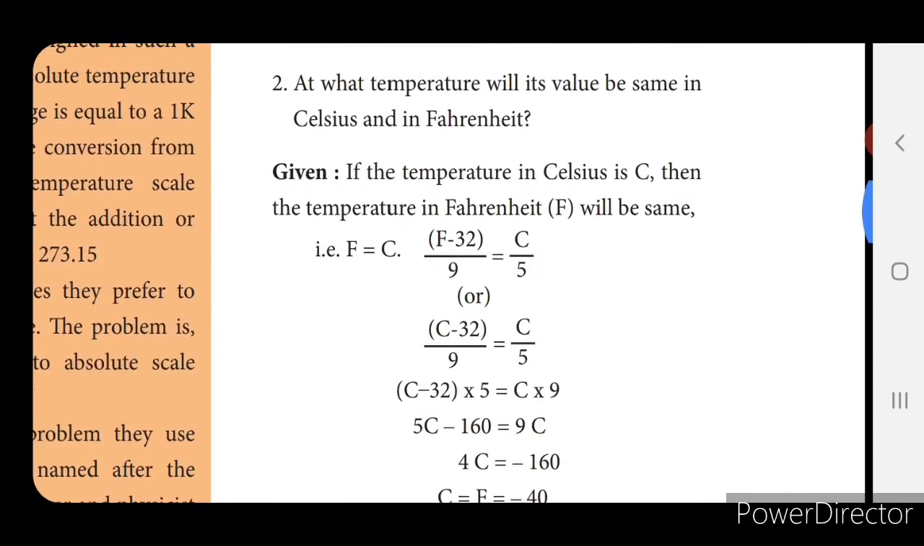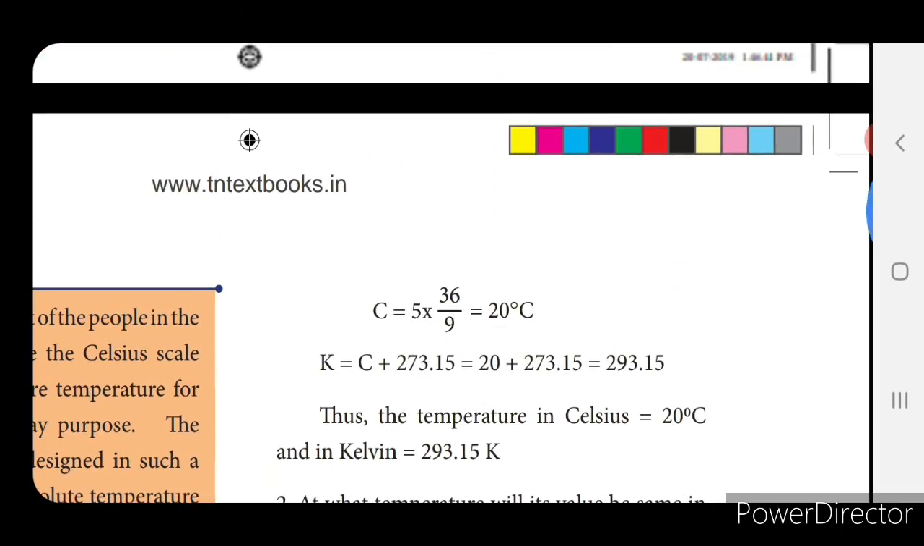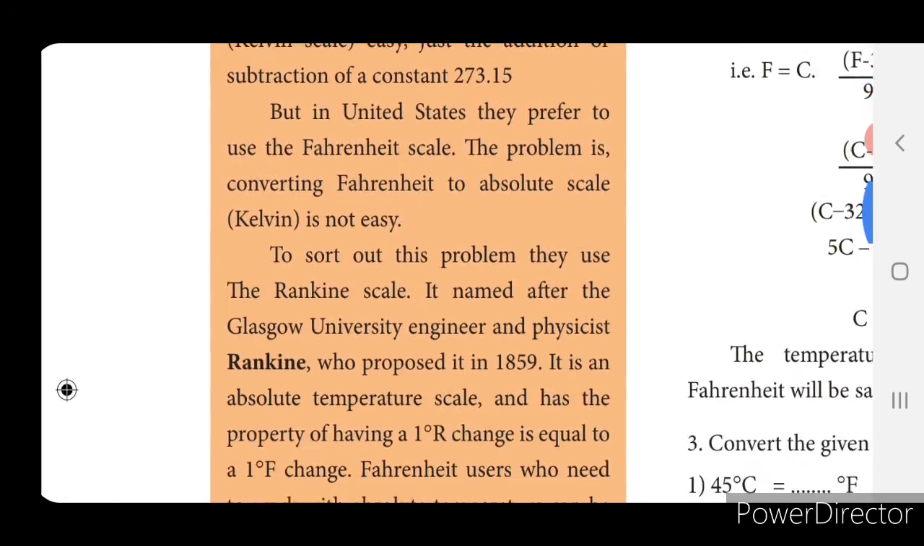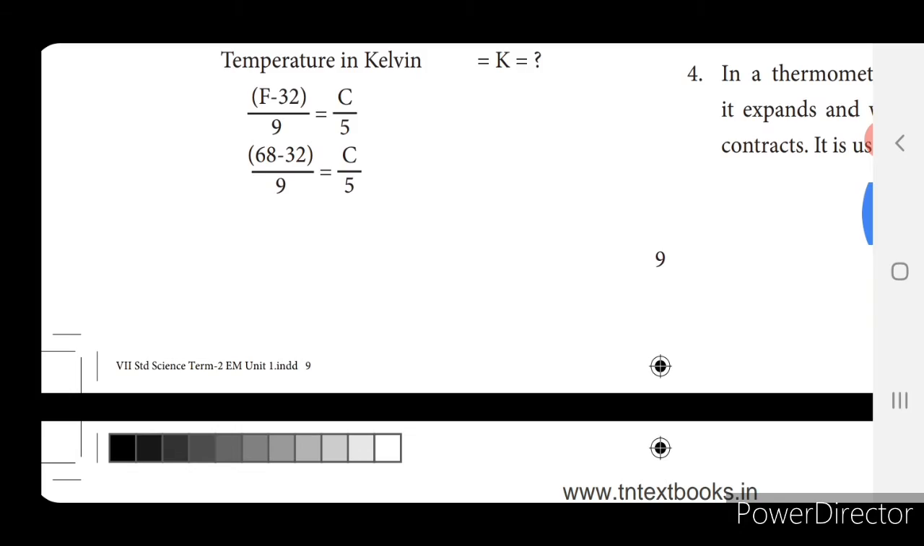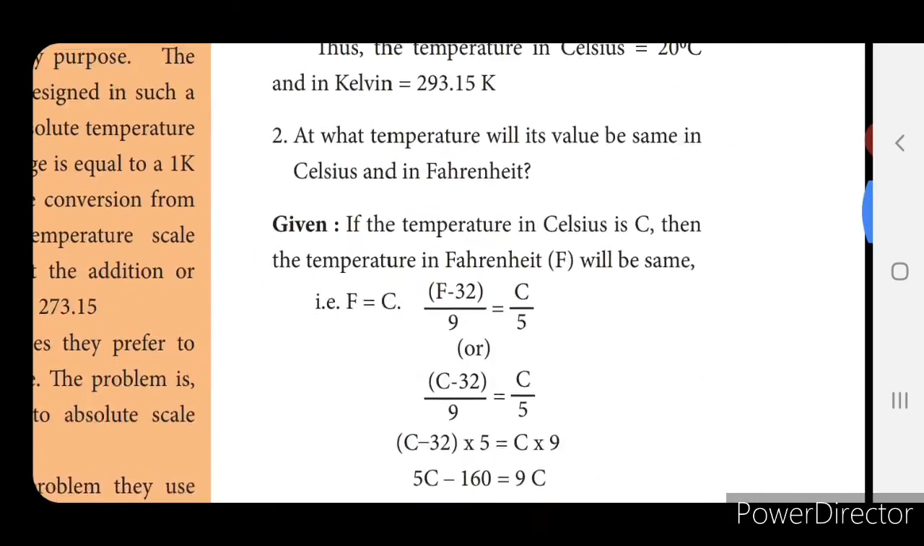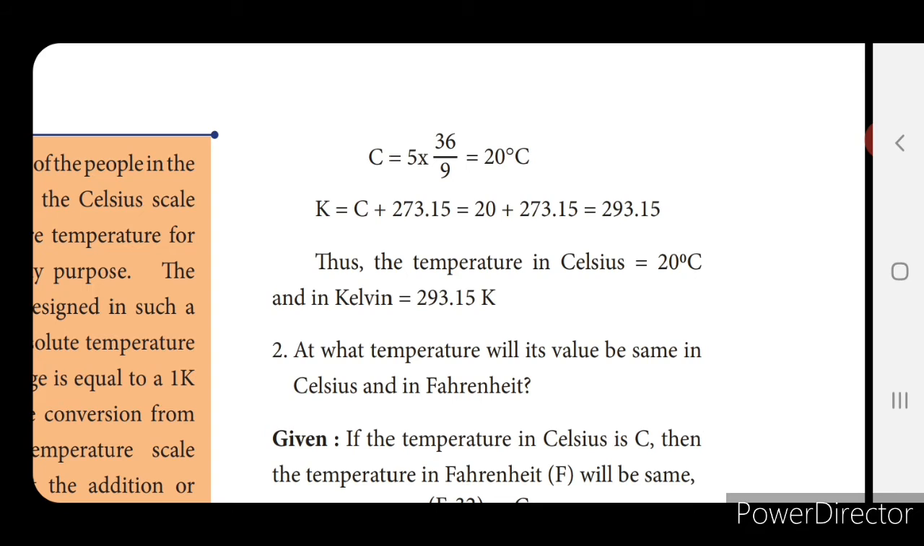Okay, so here what you will be getting, C is equal to 36 divided by 9. So here you have 68 minus 32 is nothing but 36, isn't it? 36 by 9, and there on the right hand side it is given C by 5. When it is in the division on the left hand side, when it comes to the right hand side, it will go as multiplication. So 36 divided by 9 into 5 is equal to 20 degrees centigrade. So 68 degree Fahrenheit is equal to 20 degrees centigrade.